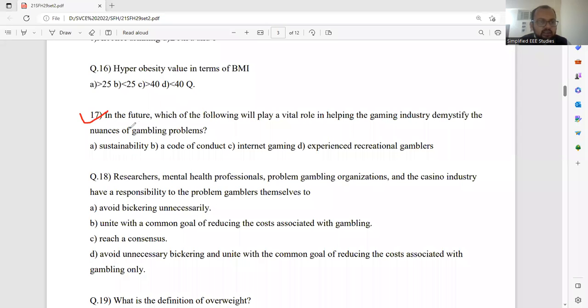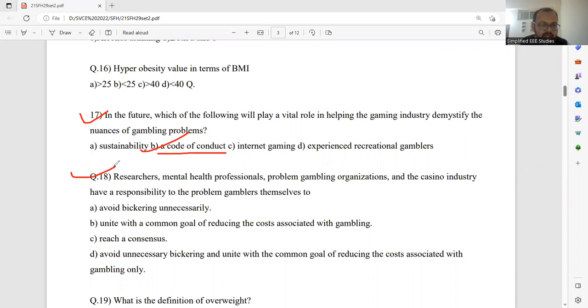Question number 17. In future, which of the following will play a vital role in helping the gaming industry demystify the nuisance of gaming problem? Which could be the right answer? I would like to go for the code of conduct. Option B is the correct answer.